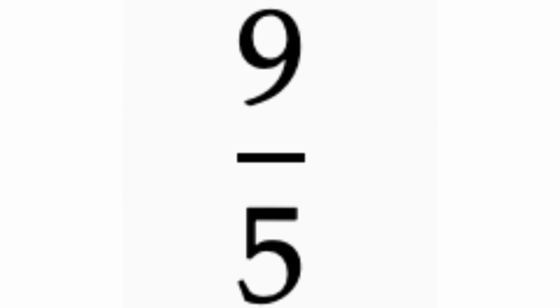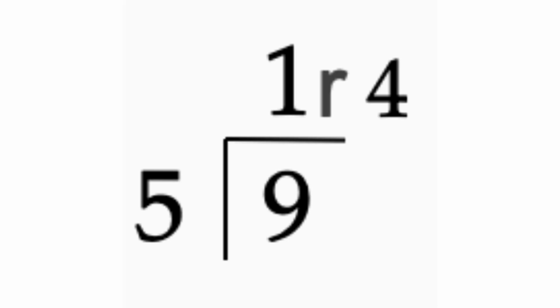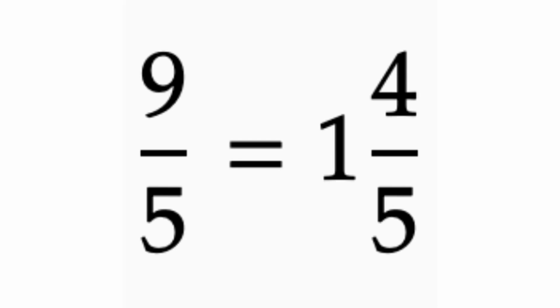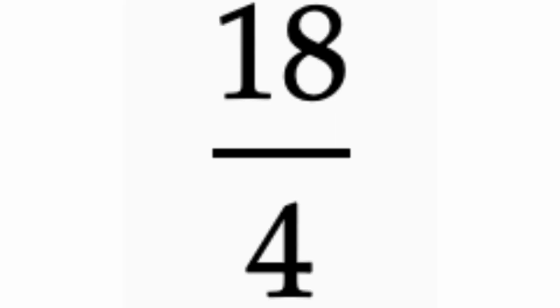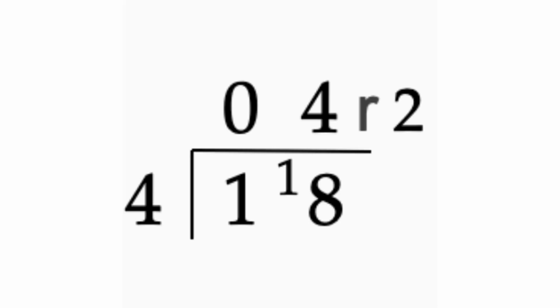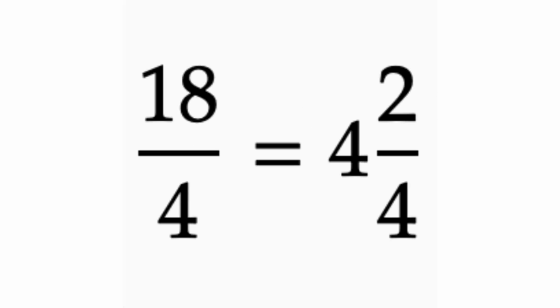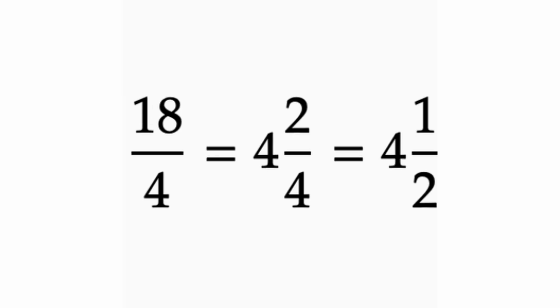Okay, your turn. Can you turn 9/5 into a mixed number? 9 divided by 5 is equal to 1 with 4 left over. So 9/5 is equal to 1 and 4/5. What about 18/4? 18 divided by 4 is equal to 4 with 2 left over. So that gives you 4 2/4. But wait, we can simplify that. 2/4 is equal to a half, so really it's 4 1/2.